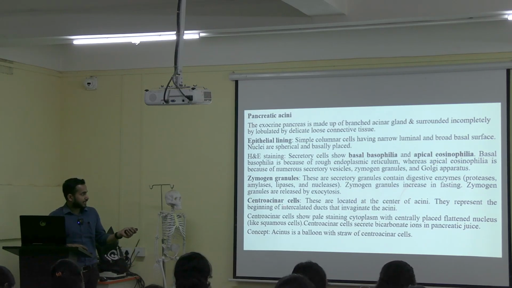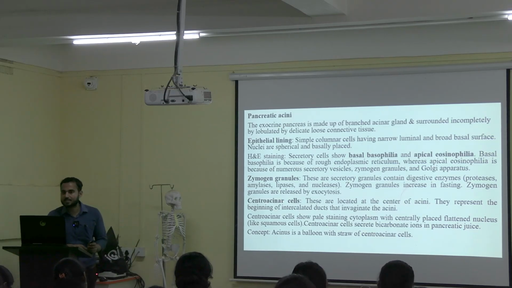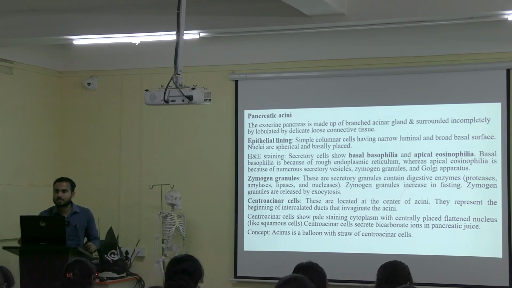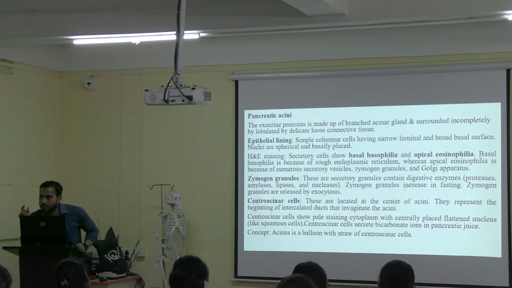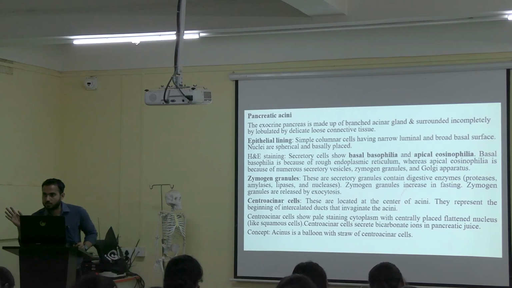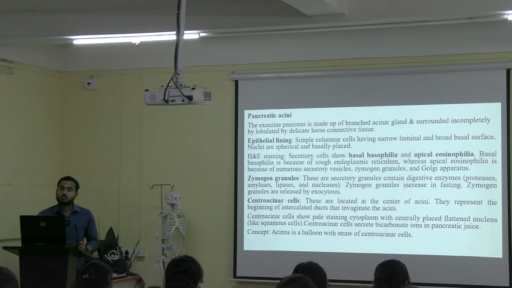Next, another type of cell is called the centroacinar cell. What is the meaning of centroacinar? Centro means they are present at the center, the center of the acinus. If you take one particular acinus, at the center you will see a particular type of cell which is different from the acinar cell. The appearance of the acinar cells and the centroacinar cells is completely different. Which type of cells are these, and what are their functions?